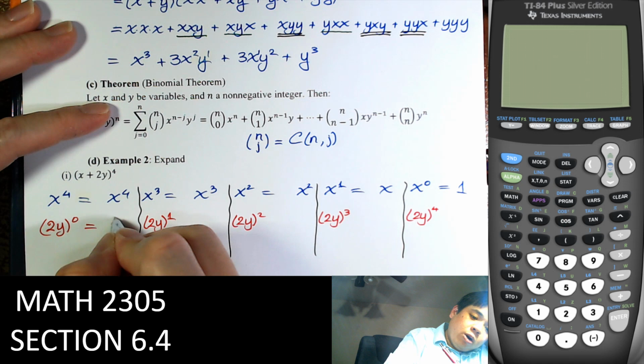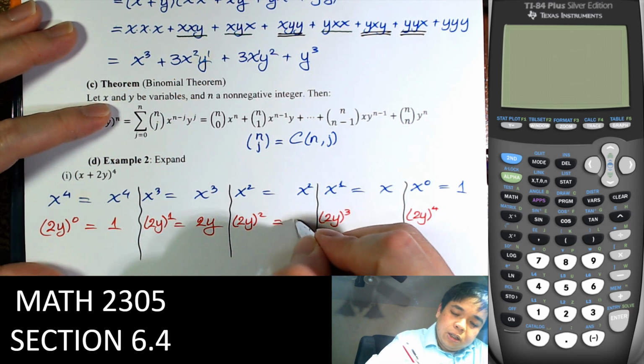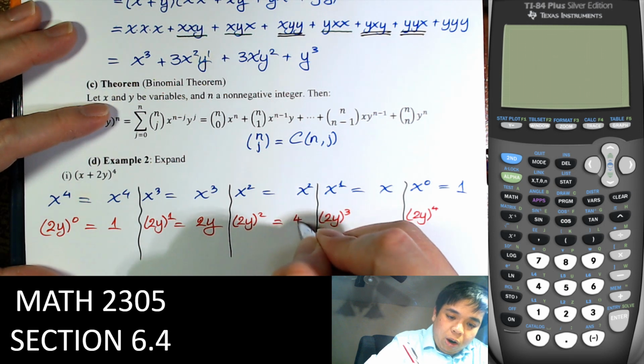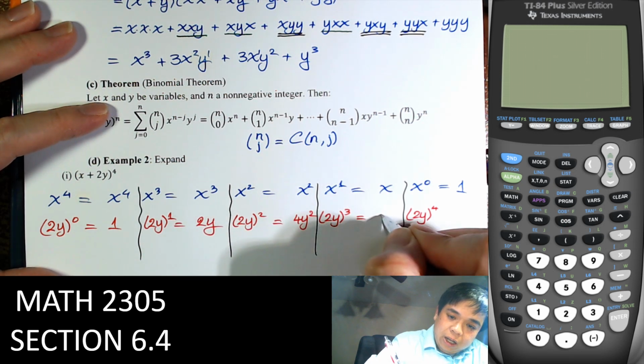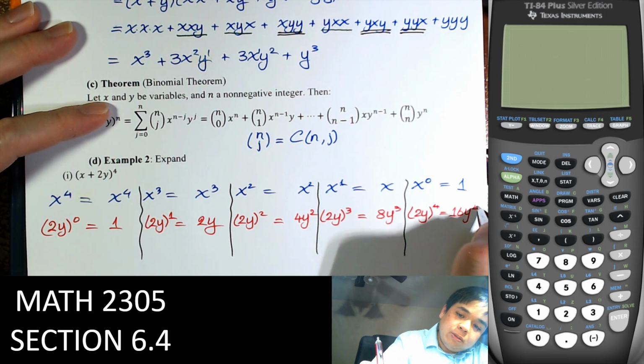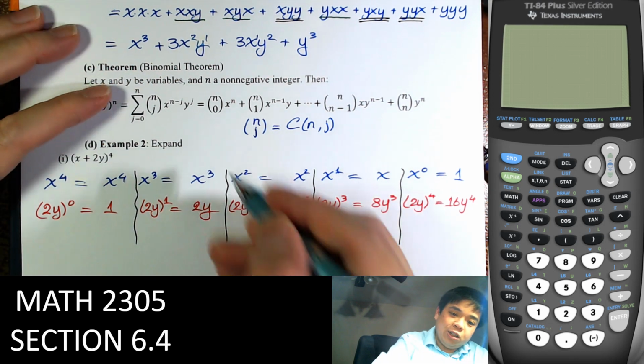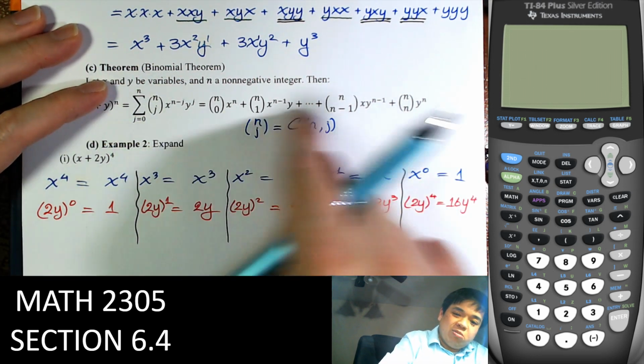Right, so this is 1, 2y, 4y squared, 8y cubed, and 16y to the fourth. Right. And then the coefficient, we actually have to use that. Use this, but not in that form.